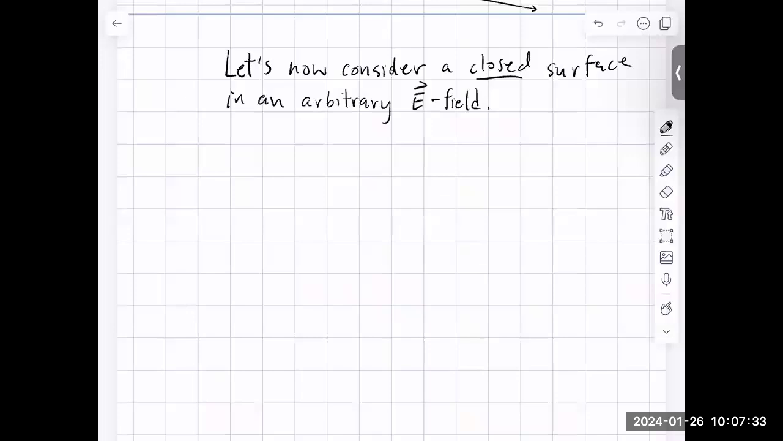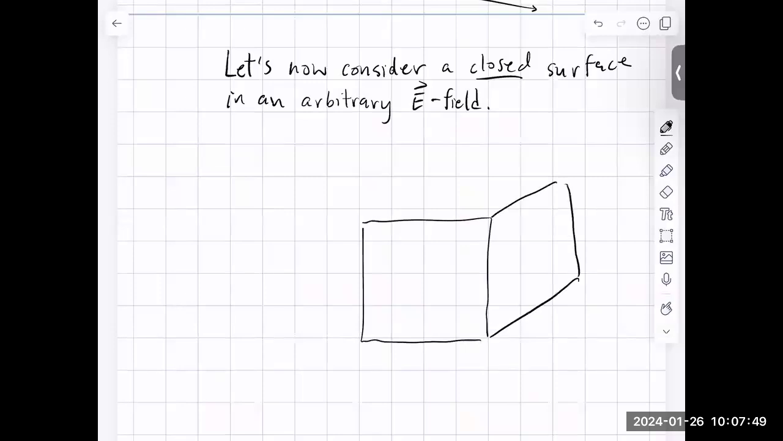All right, so what I'll do is I will draw a closed surface. I'm going to make it a cube because that's one that I can draw without too much trouble. And so let's see, we'll have some hidden lines in here as well. Okay, so that's approximately a cube.